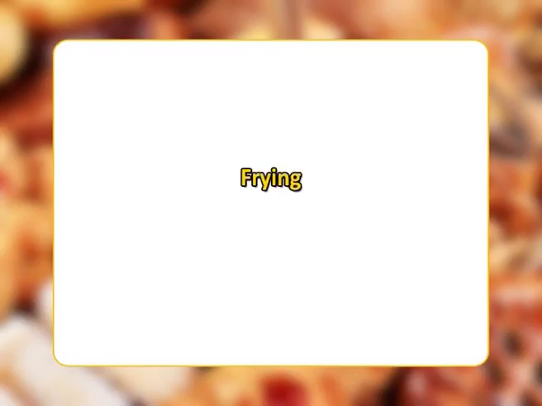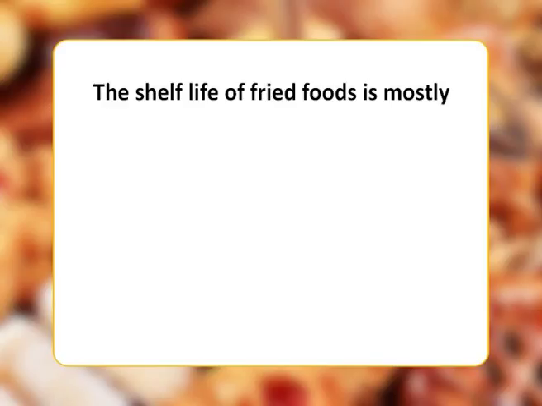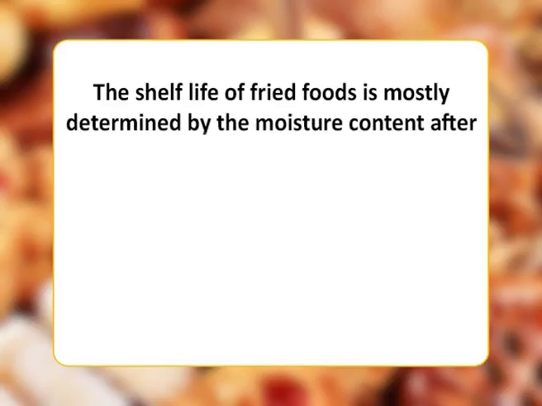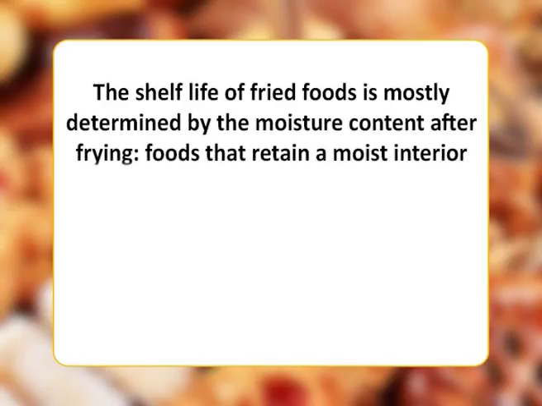Frying. Frying is a unit operation which is mainly used to alter the eating quality of a food. A secondary consideration is the preservative effect that results from thermal destruction of microorganisms and enzymes, and a reduction in water activity at the surface of the food, or throughout the food if it is fried in thin slices. The shelf life of fried foods is mostly determined by the moisture content after frying.